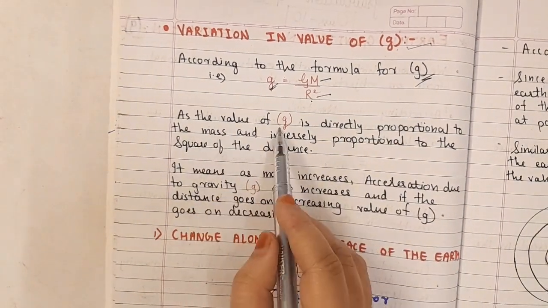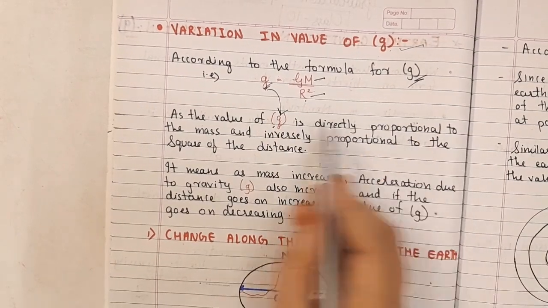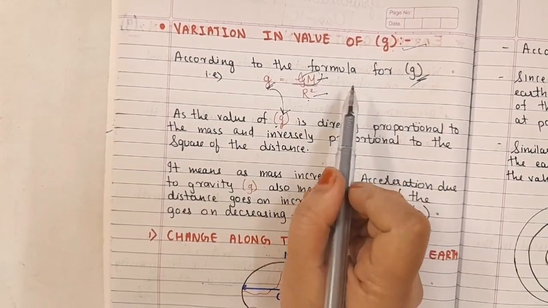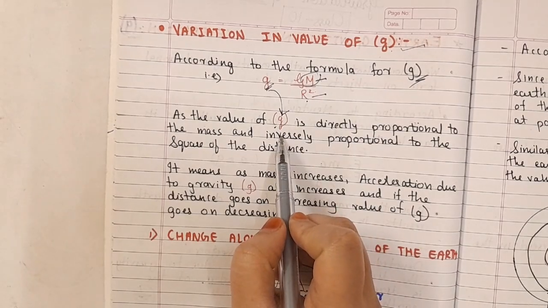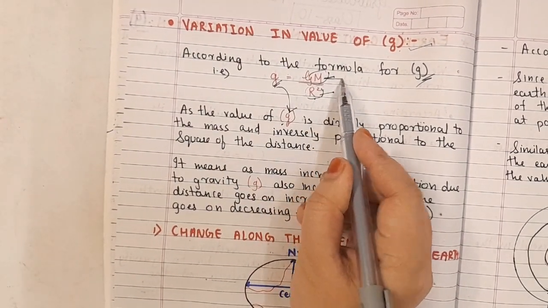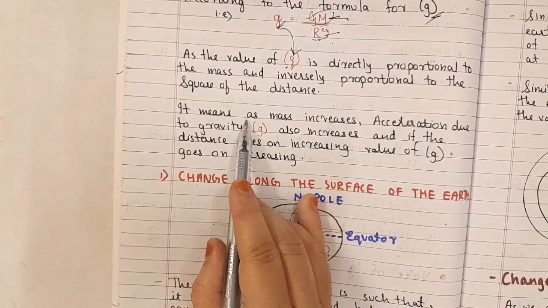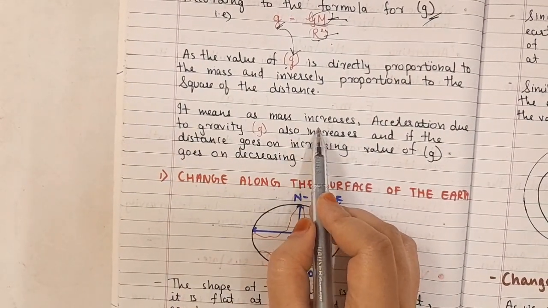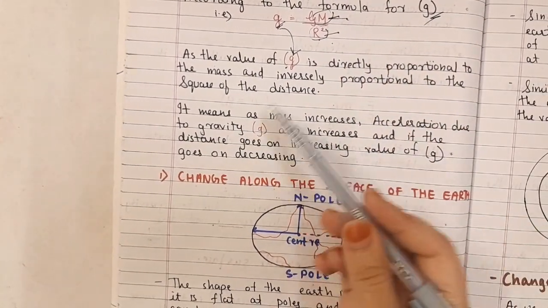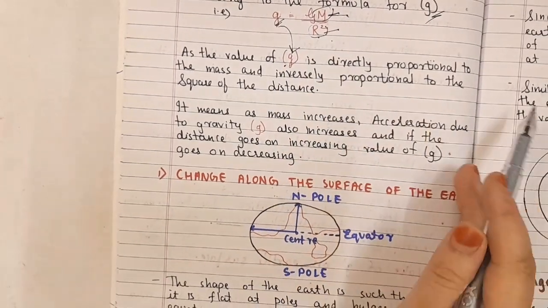Okay, so the value of g, which is acceleration due to gravity, is directly proportional to the mass and inversely proportional to the square of the distance. So it means as mass increases, acceleration due to gravity also increases, because these two factors are directly proportional to each other.